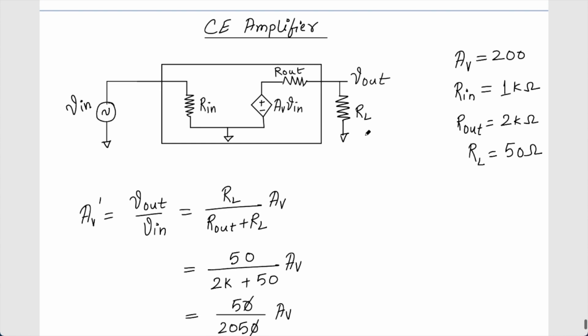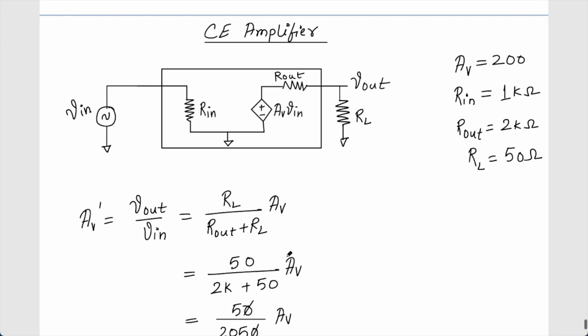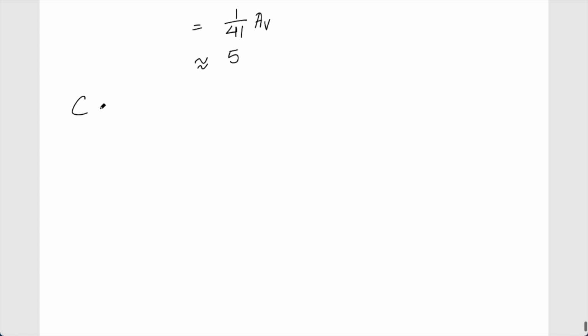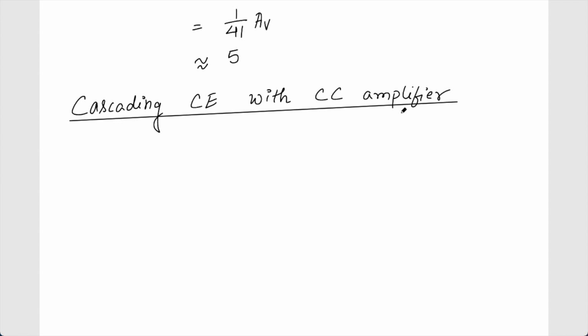The reason is because my RL is much smaller than R out. So the advantage of the common collector amplifier comes because my R out is relatively very small. The common collector amplifier cannot be used standalone because the gain is very small. So what is usually done is a combination of the common emitter and the common collector are used together. This is also sometimes called cascading. CE with CC amplifier.